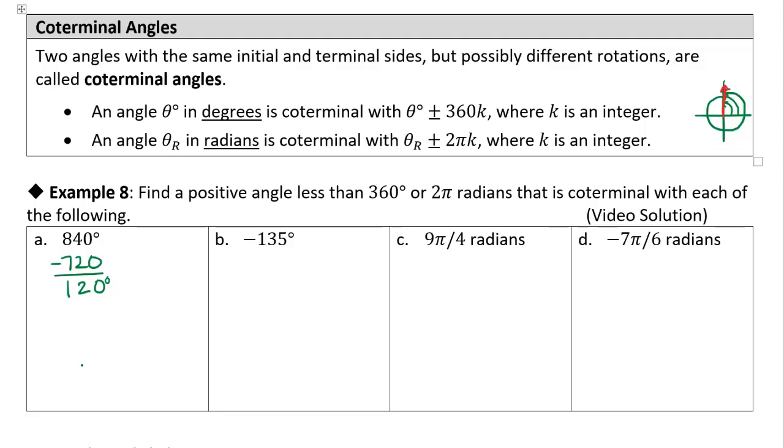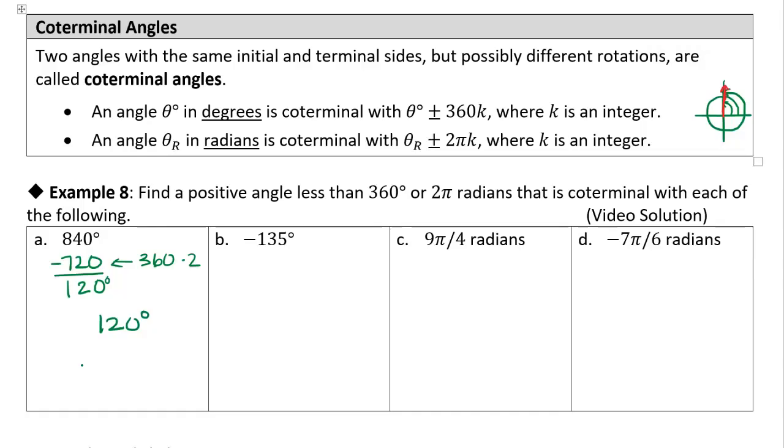All I did was subtract 360 times 2. I subtracted a full rotation twice, so this should be a coterminal angle. And 120 degrees is between 0 and 360. So my answer is that 120 degrees is coterminal with 840 degrees.